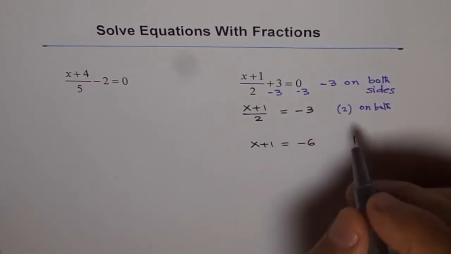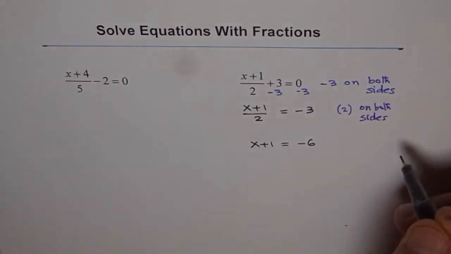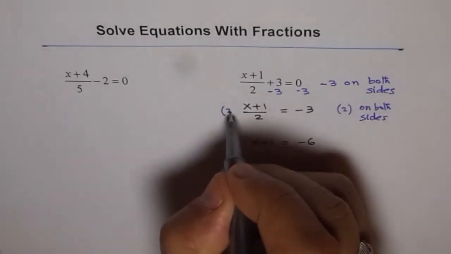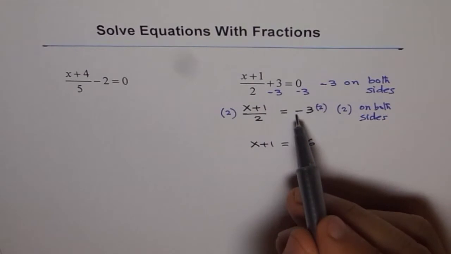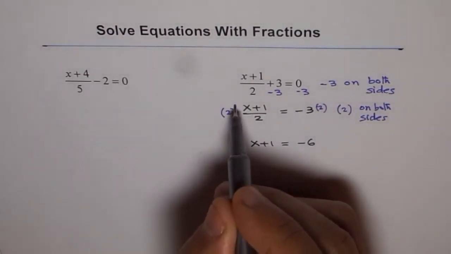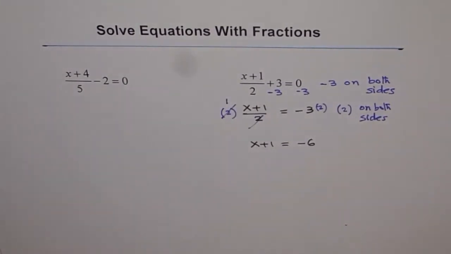So when it is an equality, and if you do the same operation on both sides, then it remains equivalent, right? It is still the same. So what we did in this step is we actually times 2 on both sides. Times 2 here and times 2 here. So minus 3 times 2 became minus 6, and this 2 divided by 2 gave us 1, and 1 times anything is the number itself. So that's how we got x plus 1 equals minus 6.